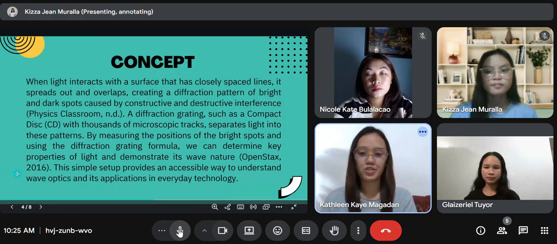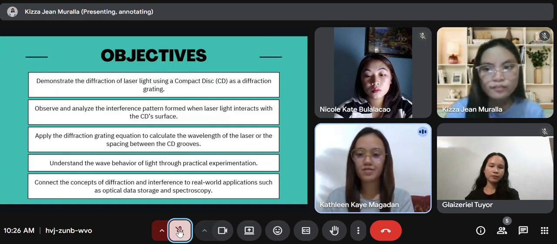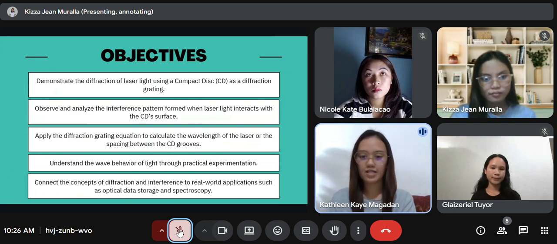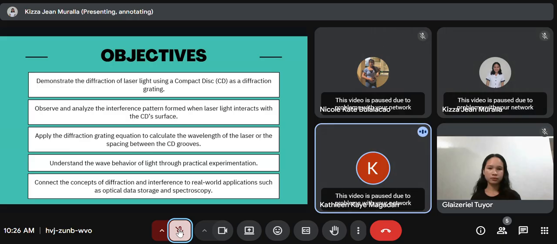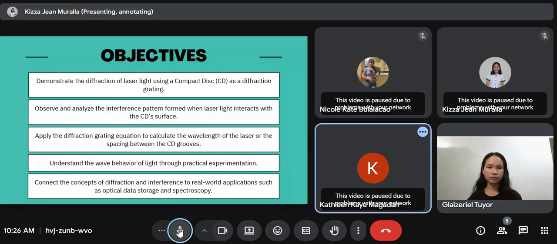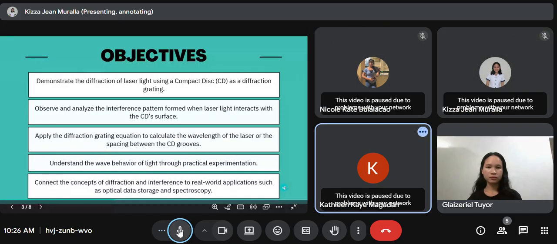So the objectives of our project are, first, to demonstrate how laser light produces diffraction when it hits the surface of a CD. Second, to observe and analyze the interference pattern formed on the screen. Third, to apply the diffraction grating equation to calculate the wavelength of the laser or the spacing between the CD grooves. Fourth, to understand the wave behavior of light through a simple experimental setup. And lastly, to connect these principles to real world applications such as optical data storage, spectrometers, and other light based technologies.